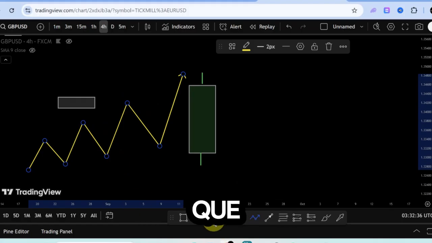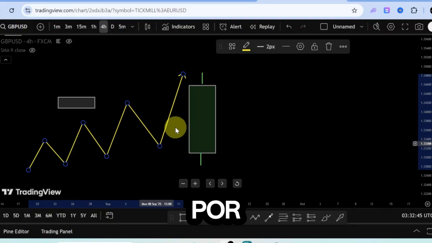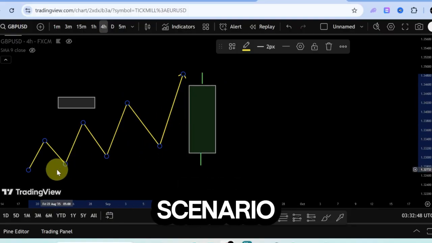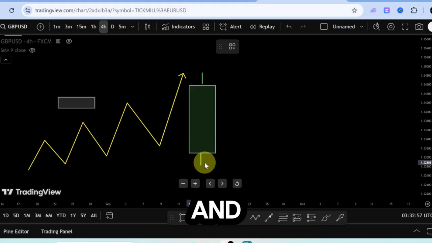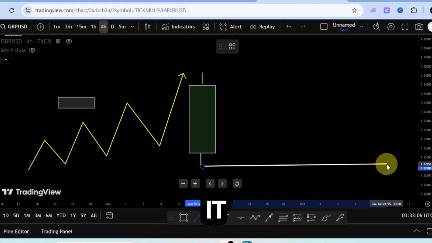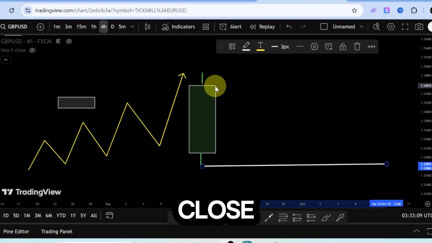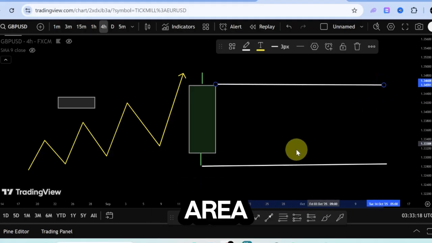Once you have identified the market direction, the next thing you need to do is identify the last candle of the day. If, for example, in the bullish scenario, this particular candlestick is the last candle of the day, I'm simply going to take a line and draw it at the wick of this last candle. Then I'm going to draw another at the close of the body, like this. Ensure it is straight. This particular area is called the tradable area.